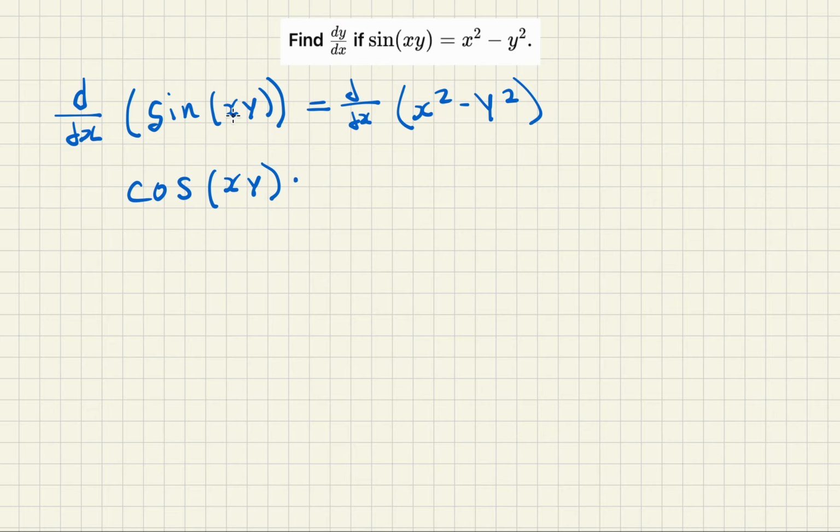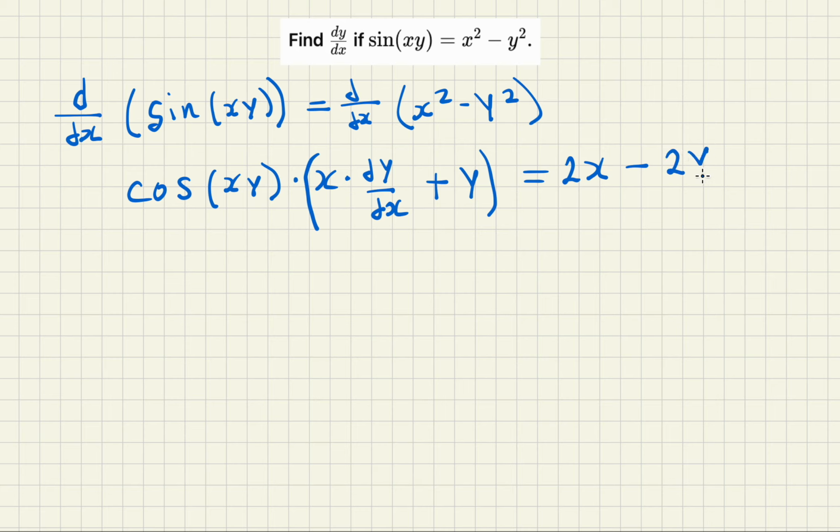times, because of the chain rule, and then if you use the chain rule with xy, we also need to use the product rule. So xy is x times dy over dx plus, I'll put this in brackets, y times 1, which is y. And then dealing with the right side, we get 2x times dx over dx, which is 1, minus y squared, which is 2y times dy over dx.